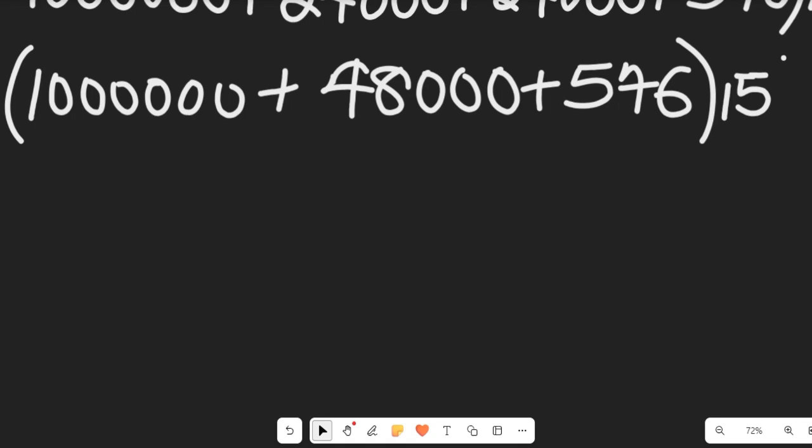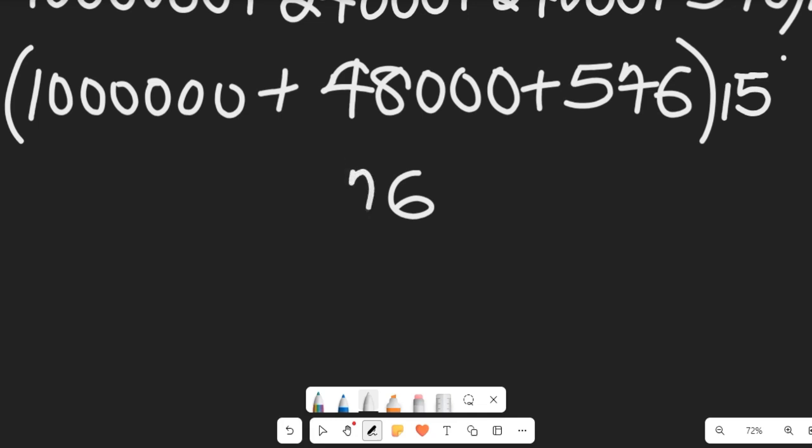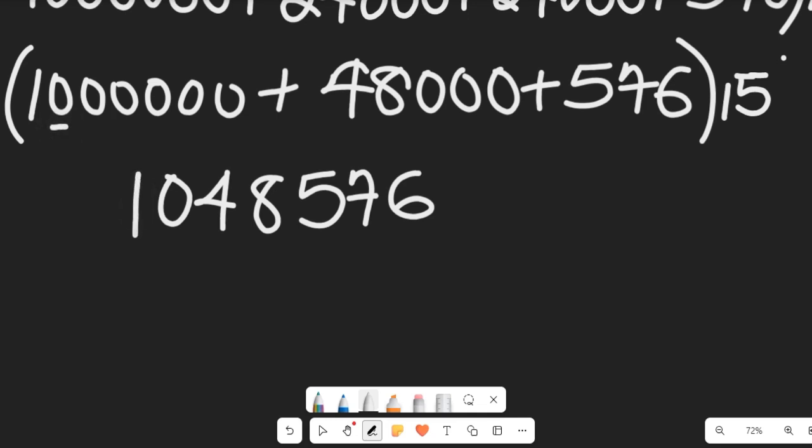So let's expand this. If you add all this, this is going to give me 1,048,576, right? Then we'll have our what? 0, because 0 is here, and then we'll have our 1. All of these will be multiplying 15. So we're gradually reducing this.